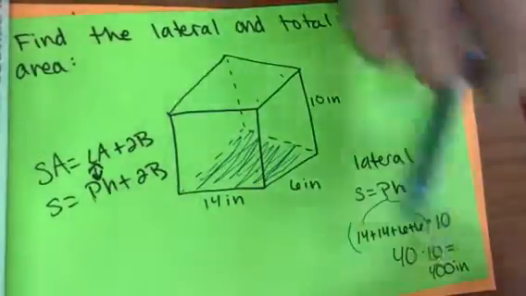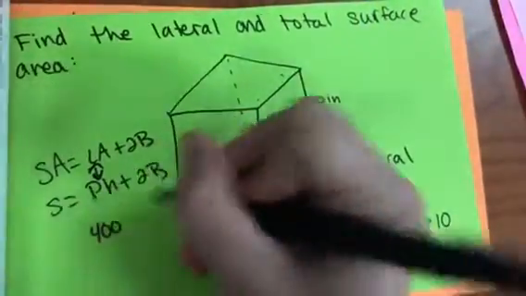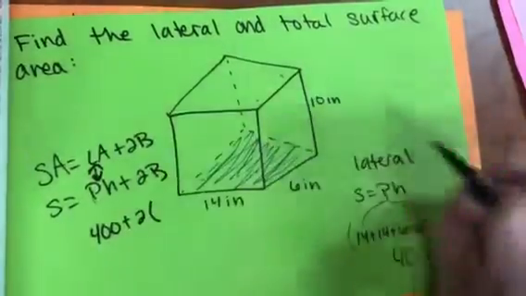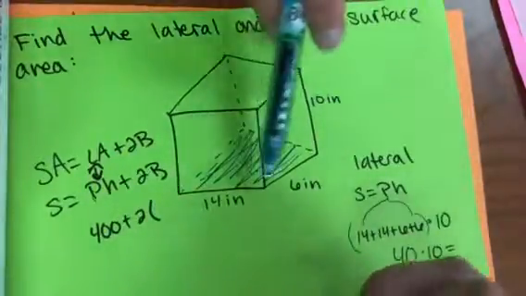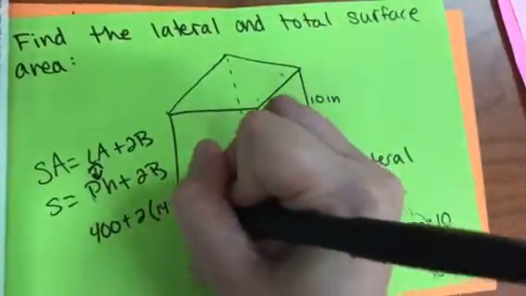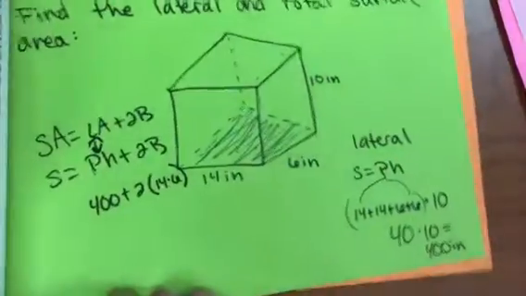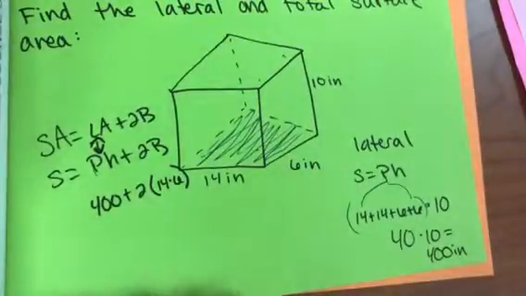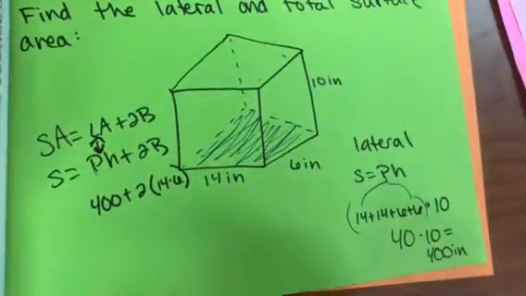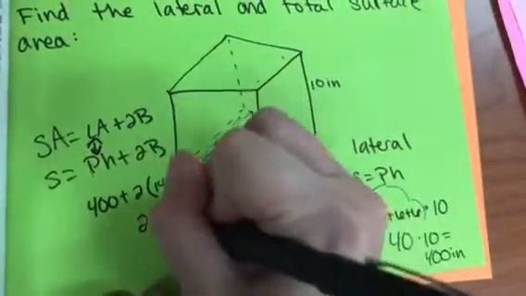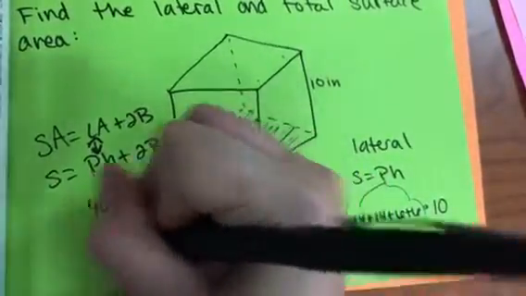So basically 400, we've already done it, plus 2. What do I do for area of the base? We're going to do 14 times 6. So what is 14 times 6? 84. Times 2. 168.